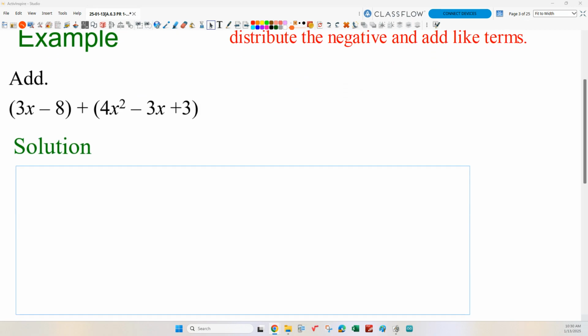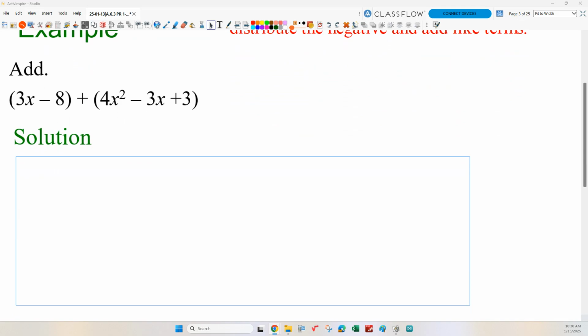So, for example, if we're adding 3x minus 8 plus this quantity 4x squared minus 3x plus 3, do the parentheses really do anything here? They're unnecessary, aren't they? How come we don't need them here? Can somebody explain why? Yeah, because there's a plus sign, and so what number is really sitting out front? One, and distributing one doesn't change anything. Multiplying something by one leaves it the same.